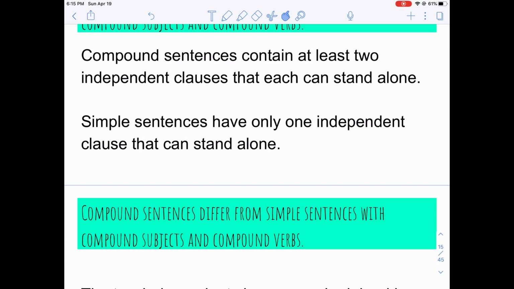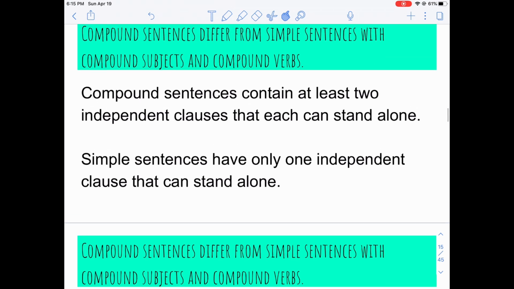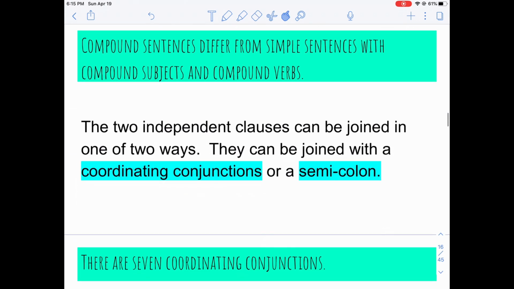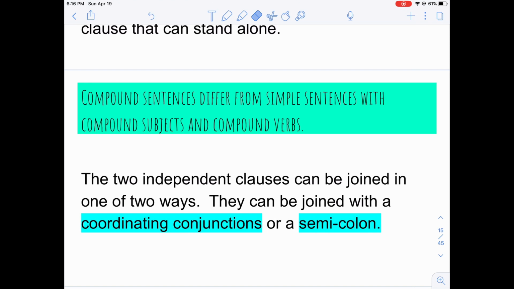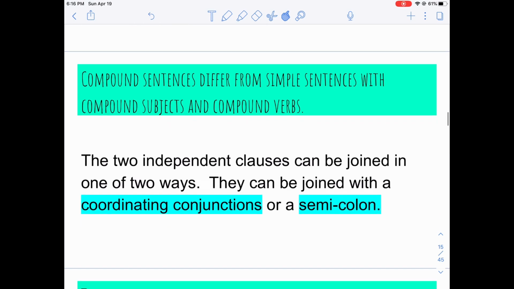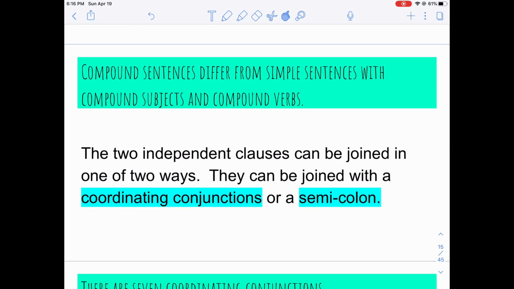Simple sentences only have that one independent clause and they can stand alone. But a compound sentence has 2 independent clauses that can each stand alone, but they are linked by either a coordinating conjunction or a semicolon. Here it says compound sentences differ from simple sentences with compound subjects and compound verbs. The 2 independent clauses in a compound sentence are joined in one of 2 ways. They can be joined with either a coordinating conjunction or a semicolon.